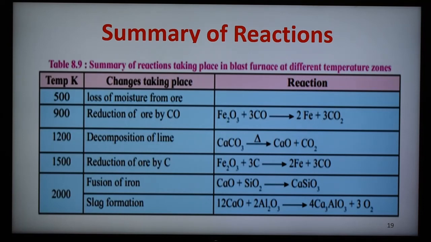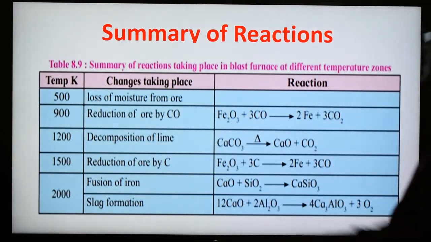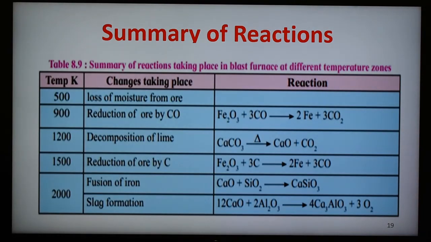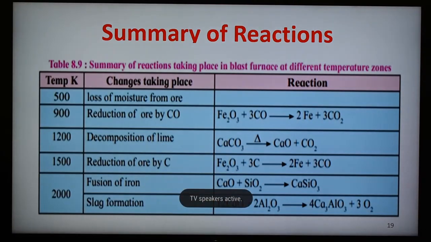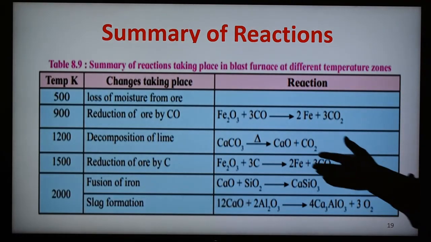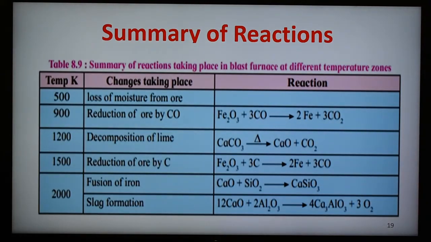So the different types of reactions taking place at different zones of the blast furnace are shown here. At 500 degrees there is a loss of moisture from the ore, and at 900 Kelvin there is a reduction of ore by carbon monoxide. Here the ore reacts with the carbon monoxide, forming metallic iron.